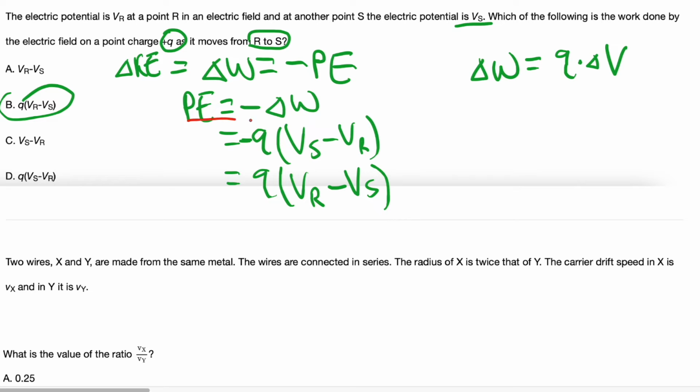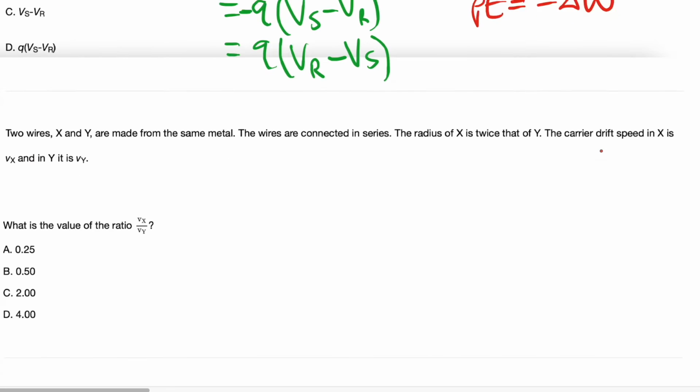So the key thing here is about this. Potential difference is equal to negative work done. This is very important and frequently tested in paper 1 questions.